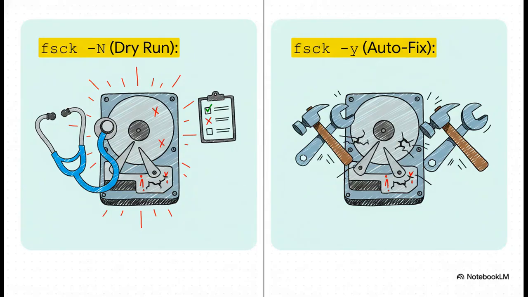Now, FSCK gives you a couple of really important options. Think of it as the difference between getting a diagnosis and actually going into surgery. The -n flag, that's your dry run. It's like an X-ray. It'll scan everything and tell you exactly what's wrong and what it would do to fix it, but it won't actually change a single thing. On the other hand, the -y flag, that's auto fix mode. That tells FSCK to just go for it and try to fix everything it finds, no questions asked. Super powerful, but you can see why you'd want to do a dry run first, right?